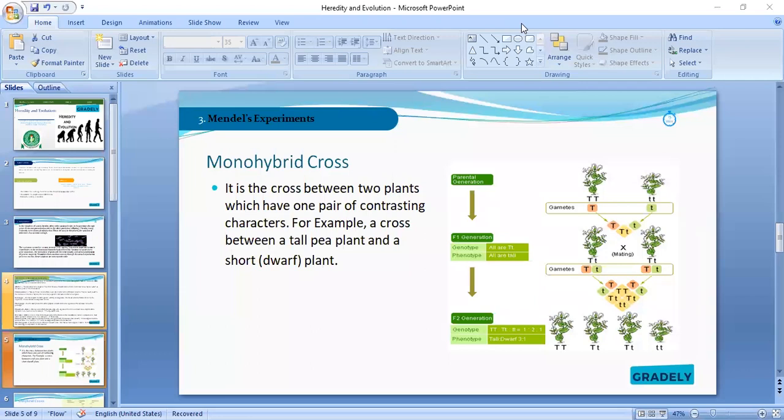So as I continue now, when the capital T crosses with the small t, they produce a heterozygous tallness. It is heterozygous because they have a pair of contrasting characters. What are the pair of contrasting characters? Capital T and small t. That's tallness and shortness in one. That's why it is heterozygous. It is homozygous when it is either tall or short. We have homozygous tallness and homozygous shortness.